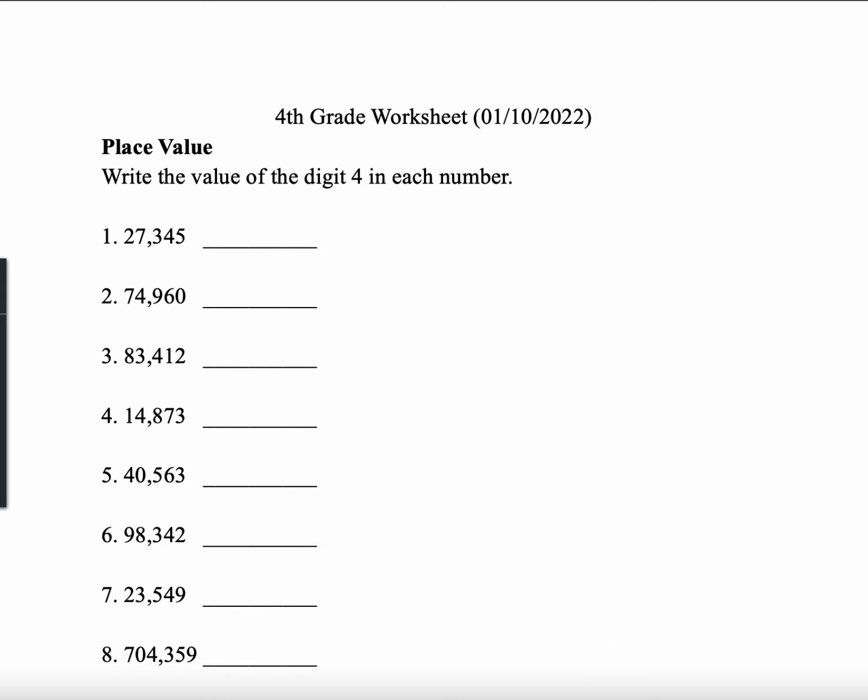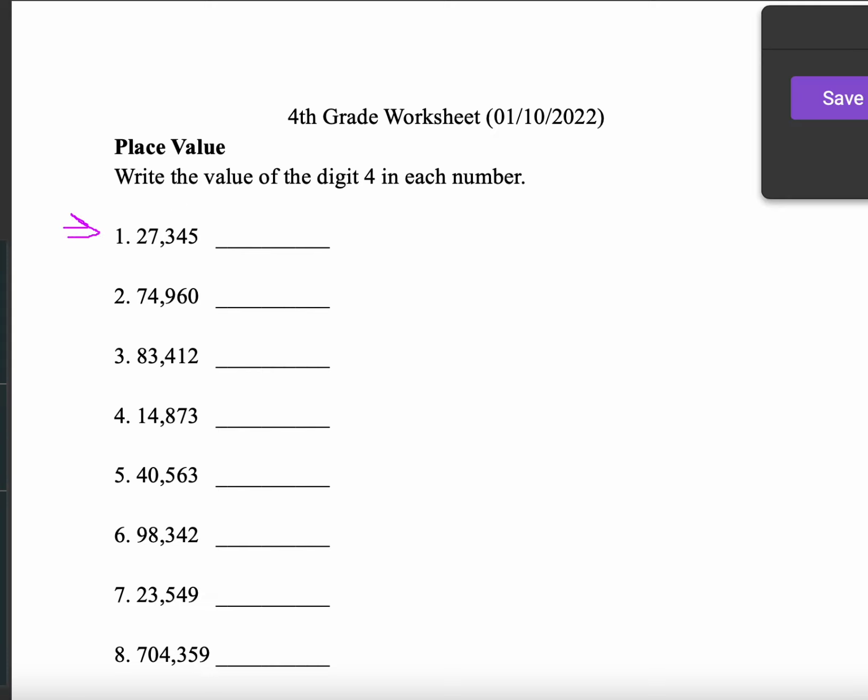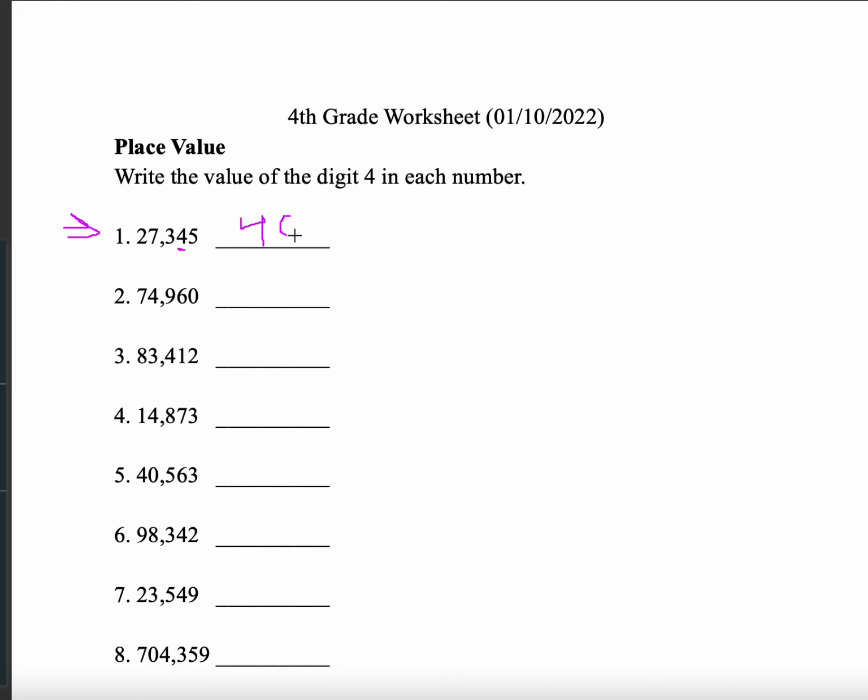Let's look at number 1. So in the directions it says write the value of the digit 4 in each number. So here we have 4 here, so that's the tens place, so that would be 40.